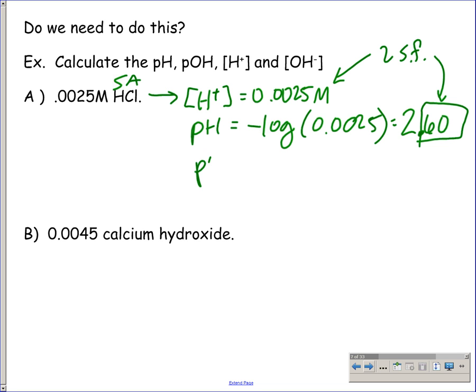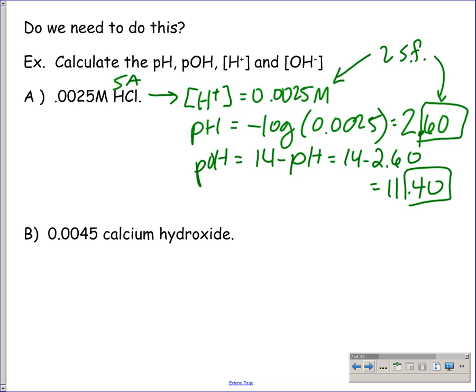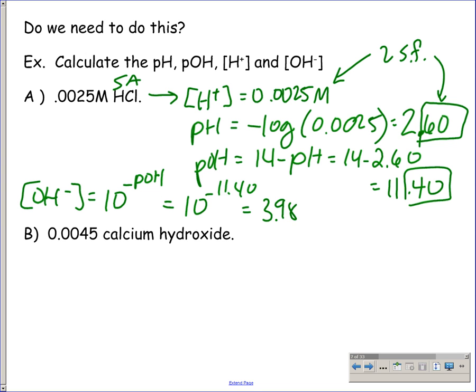Okay, so pOH, how do you get pOH? You do 14 minus pH, so that's 14 minus 2.60. That gives you 11.40. Notice I still have 2 sig figs here. Lastly, to get to the OH concentration, you do 10 to the negative pOH. We just calculated that, so 10 to the negative 11.4 gives you 3.89 times 10 to the negative 12 molar.